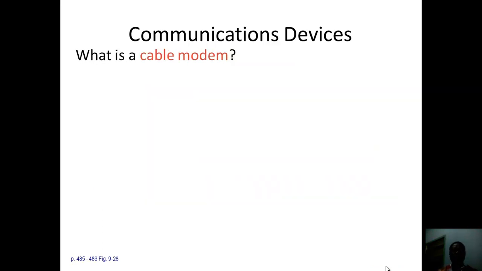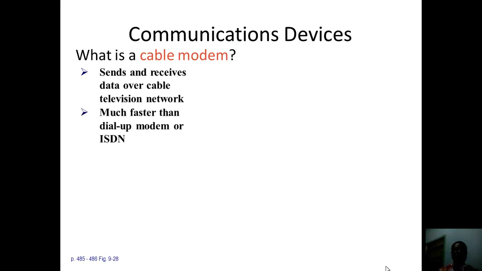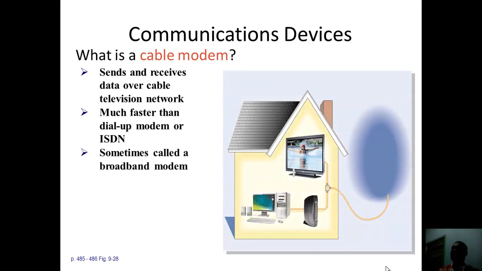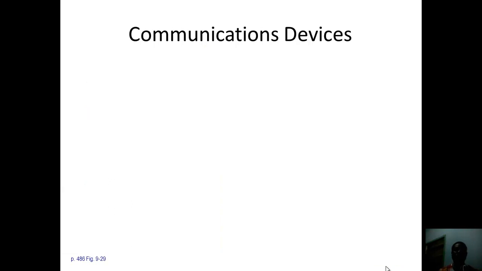So we have the cable modem, which sends and receives data over the cable television network, and it is much faster than the dial-up modem or the ISDN. It is sometimes called the broadband modem. Okay, the broadband modem. We also call it the cable modem.